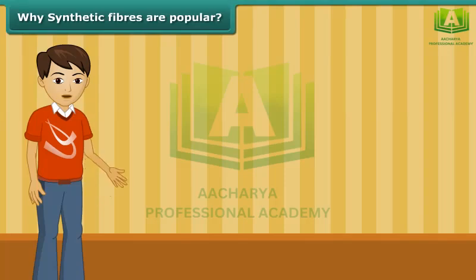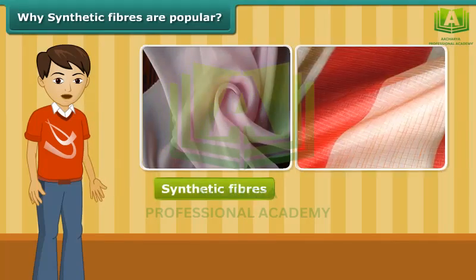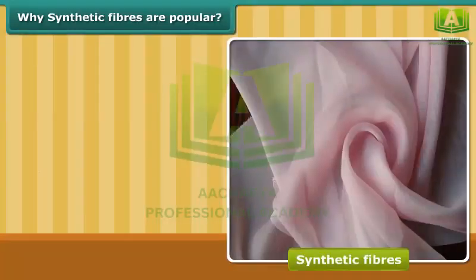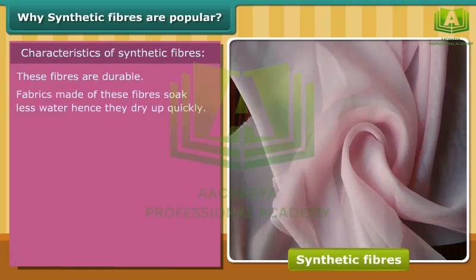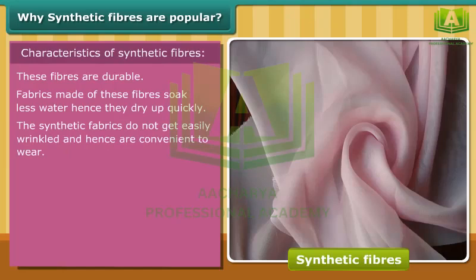By now you know what makes synthetic fibers more popular than the natural fibers. Let us recall the characteristics of synthetic fibers which make them so popular among us. Because of high strength of synthetic fibers, they can easily bear heavy loads without breaking. These are durable. Fabrics made of these fibers soak less water, hence they dry up quickly. The synthetic fibers do not get easily wrinkled and hence are convenient to wear.